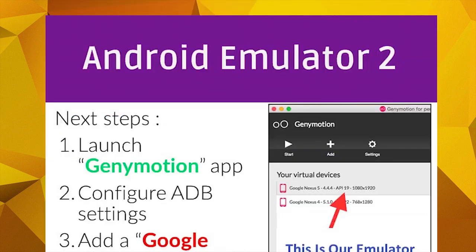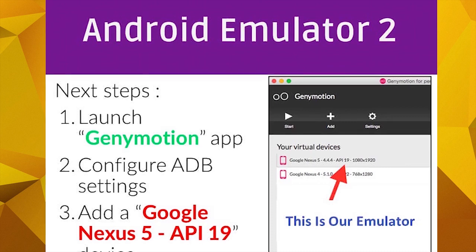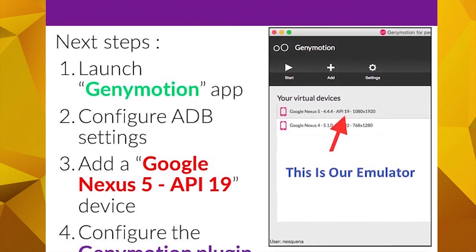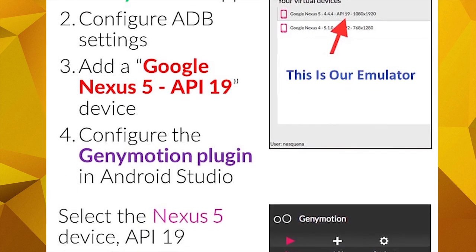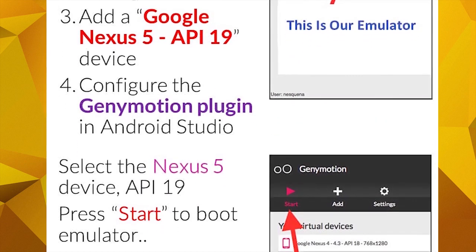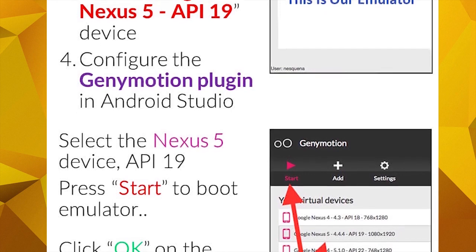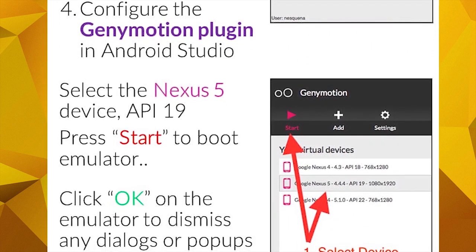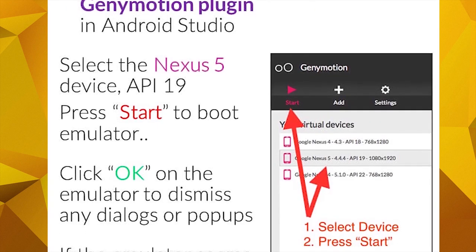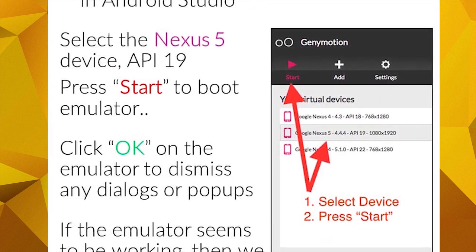First, we will install the plugin for the emulator. Then we will download the emulator, install Java JDK, and install the required VirtualBox program. So we will see all these steps in this tutorial.